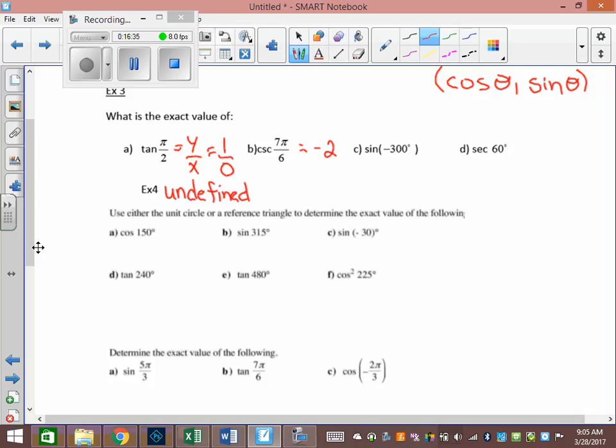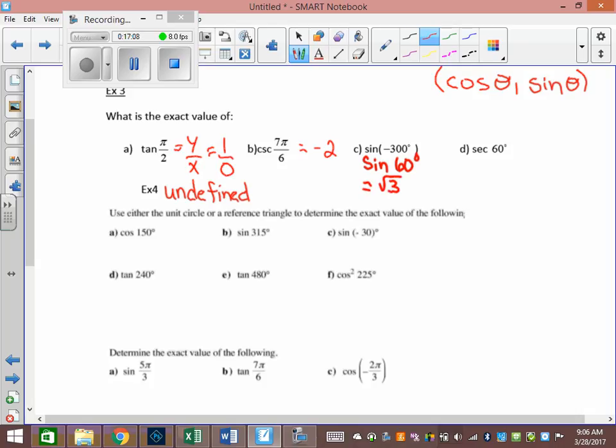Okay? Sine of negative 300. What coterminal angle is negative 300? 60. So can I write sine of 60 and get the same answer? Because it ends on the same terminal arm, right? I'm just giving you answers on the terminal arms. So at 60, what is y? Root 3 over 2.